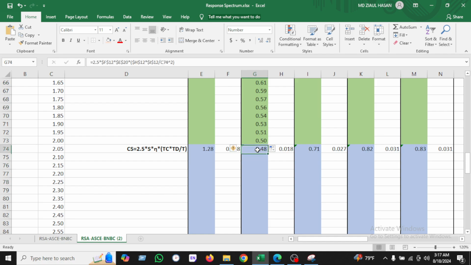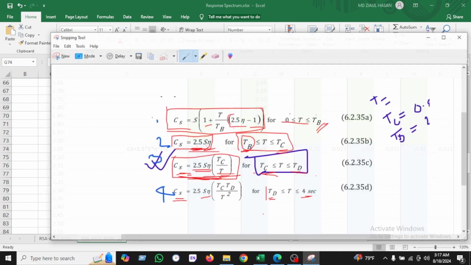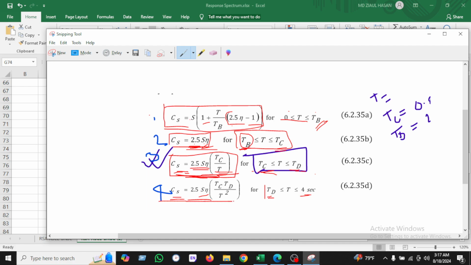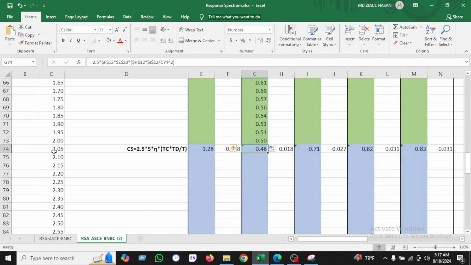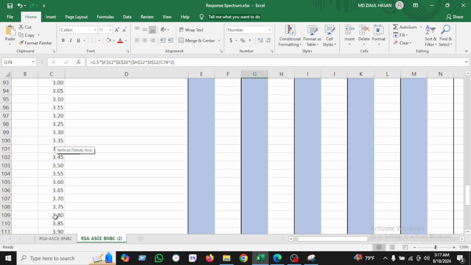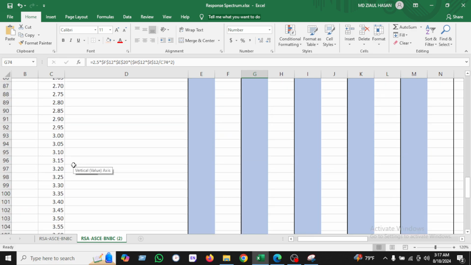And the last one we have shown is CS here, and the value will be TD up to 4 seconds. So I have already put this up to 4 seconds here.